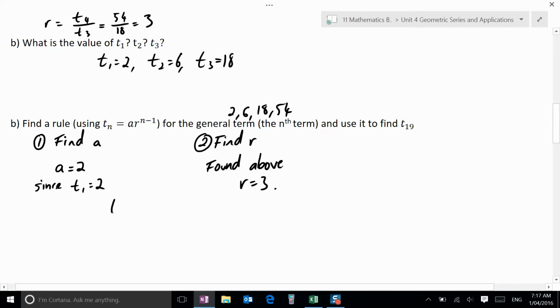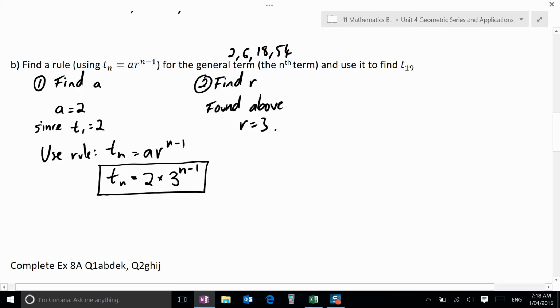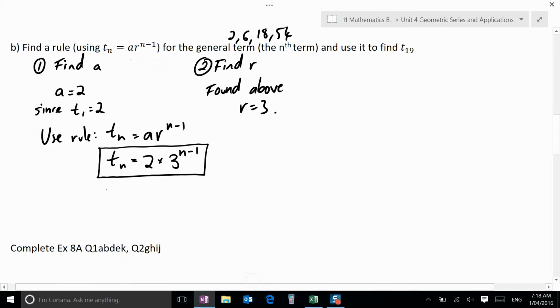So my rule, I'm now going to use the rule. I can substitute in my value of A, which is 2, and my value of R, which is 3. And that's going to be my rule for finding terms: 2 times 3 to the power n minus 1. This is very much like function notation. It's very much like Tn, but instead of using that notation, we're just putting the term number as a subscript, as a small number.